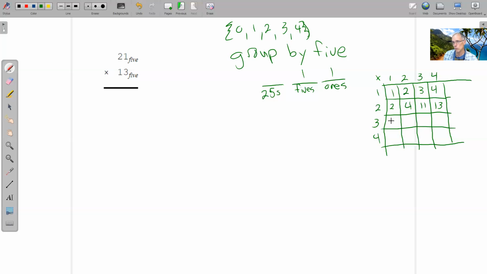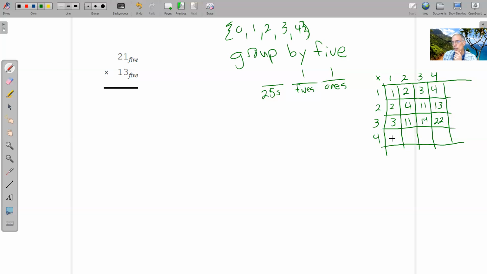Okay. 3 groups of 1 is 3. 3 groups of 2 is 1, 1. I already have that there, so there's some mirror image going on in the table. 3 times 3 is 9, but in base 5, that would be a group of 5 and 4 1s. Right? 5 and 4 is 9. 3 times 4 is 12. 12 is 2 5s and 2 1s.